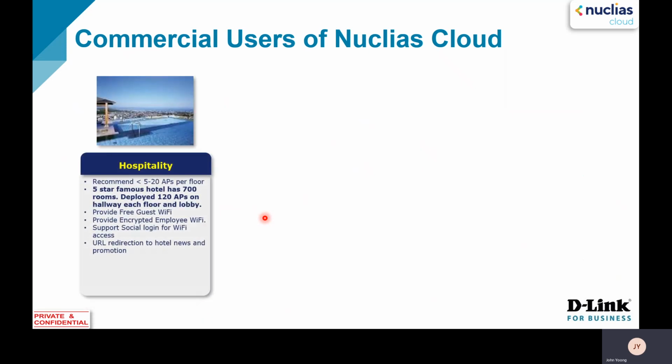So for the commercial side, they have a lot of success cases in the NTTEs. For example, the first one is hospitality. They installed in one of the famous five-star hotels, 700 rooms. They deployed 120 APs, on each floor and the lobby itself. The function they enable is, for example, free guest Wi-Fi, which can log in through social login. We support Facebook, Google, Line, and Weibo. Then of course, for their employees, they use the normal WPA or WPA2.